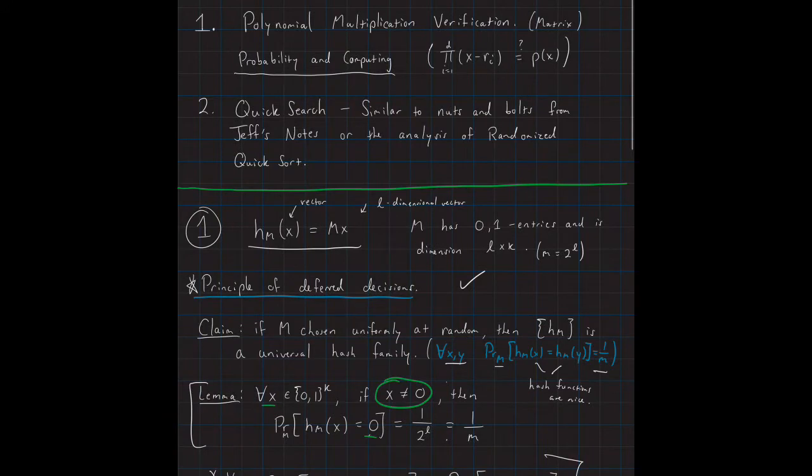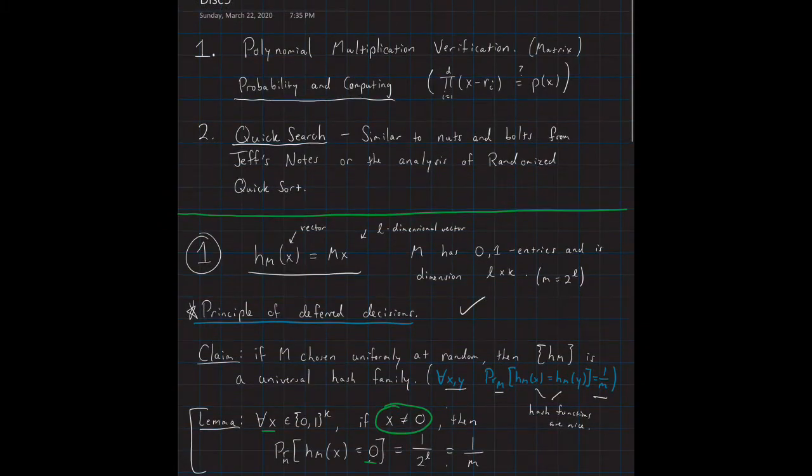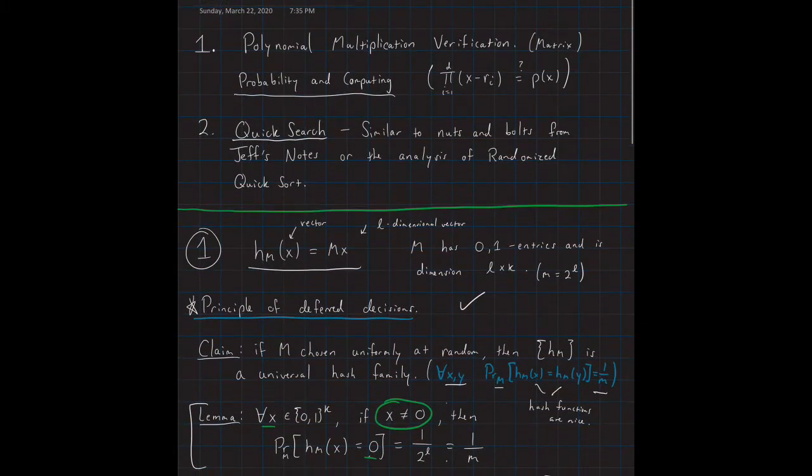I'm going to call this problem quick search because it's basically randomized quicksort, but for binary search. It's very similar to the nuts and bolts algorithm from Jeff's notes if you want further examples, and very similar to the analysis of randomized quicksort that you can find in many of the books. So if you want further examples of the analysis, feel free to check those out. Let's show that quick search does O of log n comparisons in expectation.